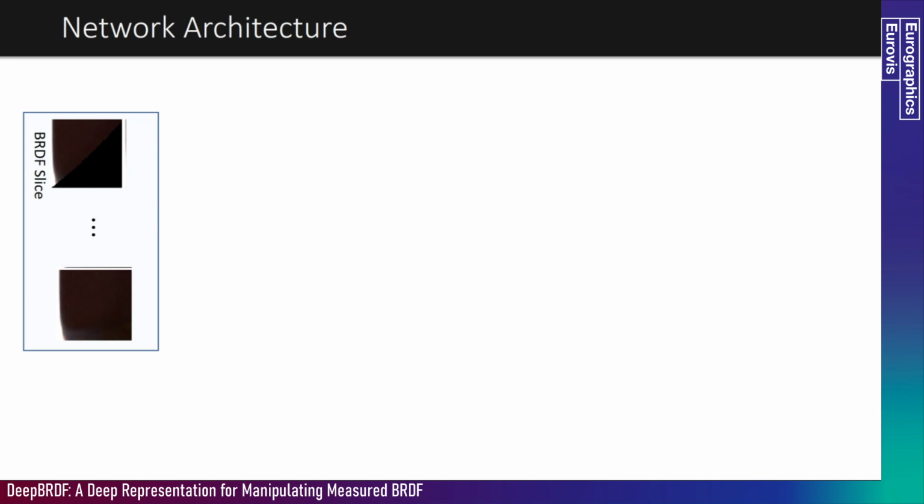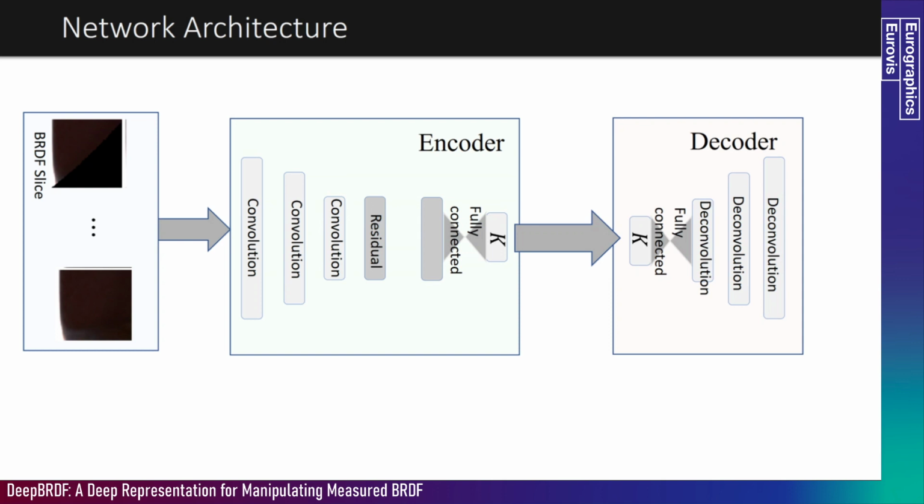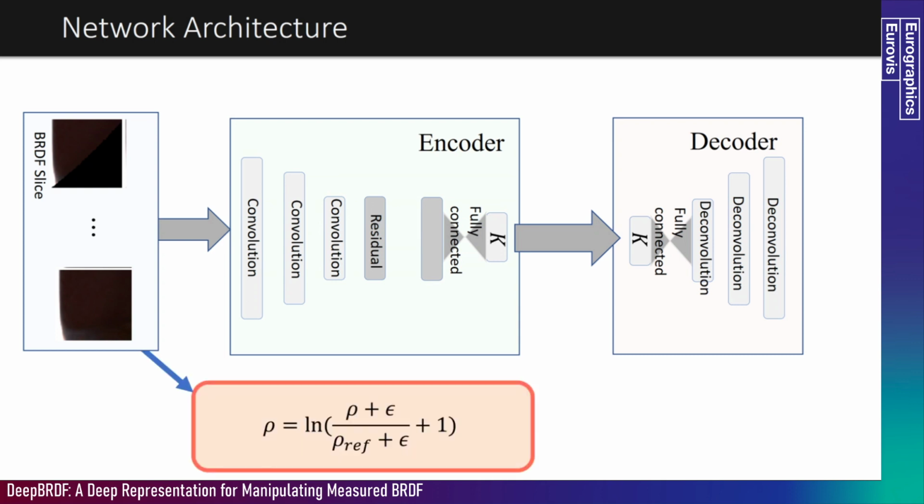Each measured BRDF is reorganized as a sequence of image slices and then fed into our network. In this network, 3 2D convolutional layers with kernel size 3 by 3 and stride 2 are used to downsample the input data. 3 residual blocks are inserted to improve the performance of learning. To extract the low-dimensional latent vector, a fully connected layer is employed. To decode the latent vector, we expand this vector with another fully connected layer, followed by 3 deconvolutional layers.